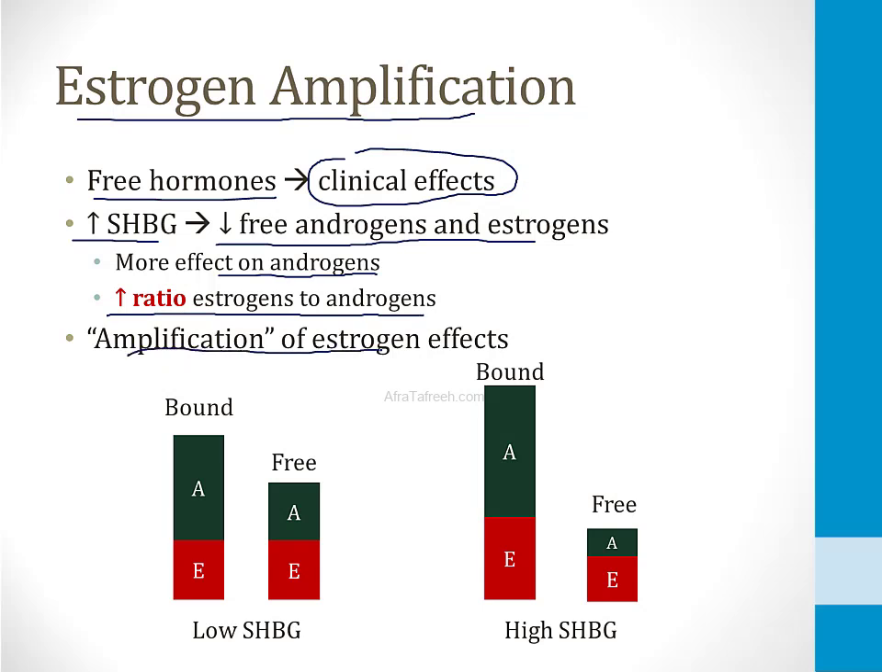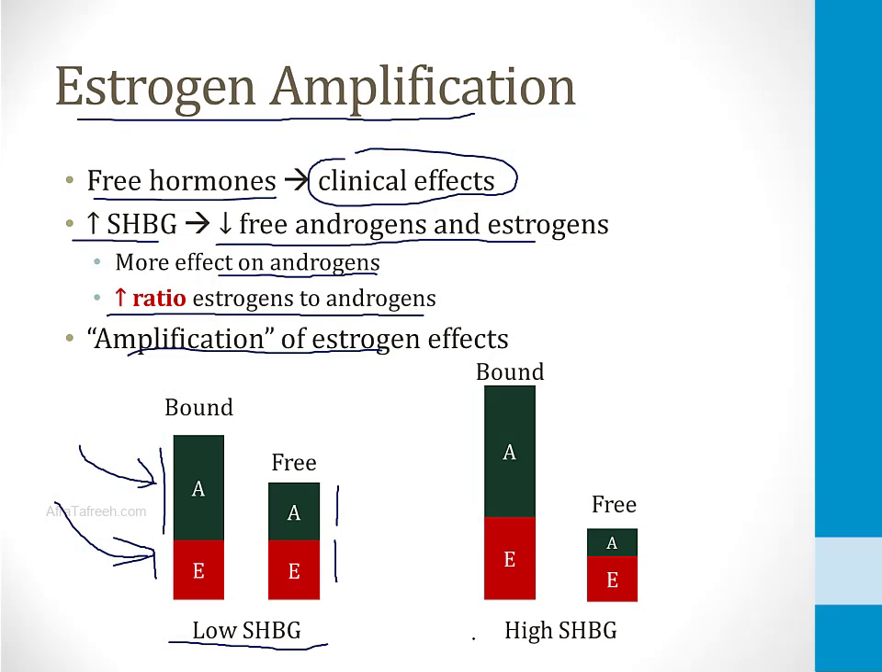To make this more clear, let's look at this illustration I've made at the bottom of the screen. Imagine in a situation shown on the left, we have low levels of sex hormone binding globulin. We'll have some androgens and some estrogens bound to sex hormone binding globulins, and there will be more androgens bound than estrogens. We will also have some androgens and estrogens that are free, but in this example, I've shown equal amounts of free androgens and estrogens.